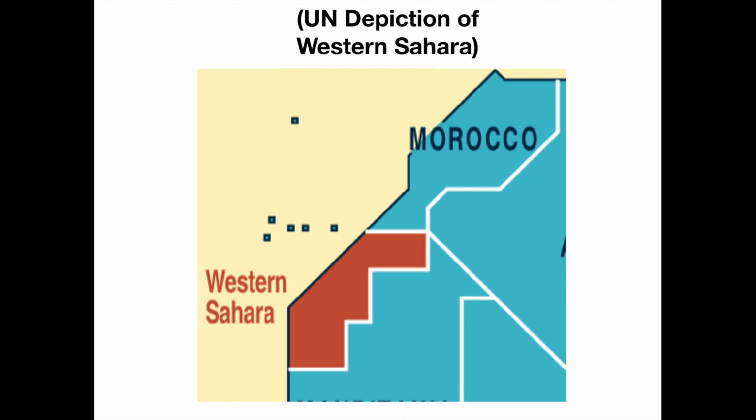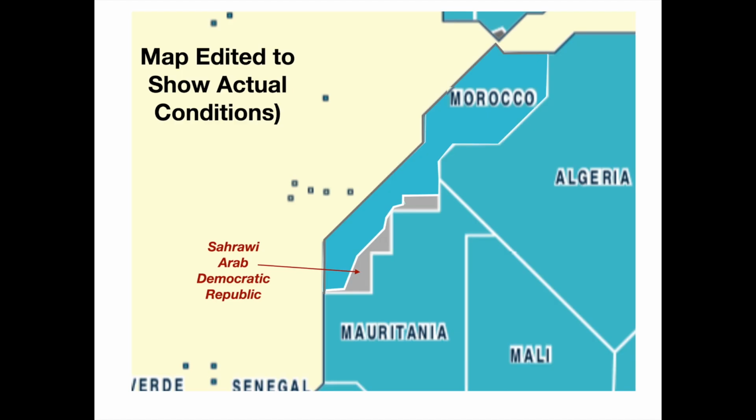So here essentially is the UN depiction of Western Sahara. And then if we were actually to show the situation on the ground, it would look like this, because Morocco invaded all of Western Sahara and annexed most of it. There's a little sliver of territory here run by a would-be state, the Sahrawi Arab Democratic Republic. There's about 35,000 people living here. There are a number of countries that do recognize this as an independent country, but it is not a member of the United Nations, obviously, and hence is ignored by that body.